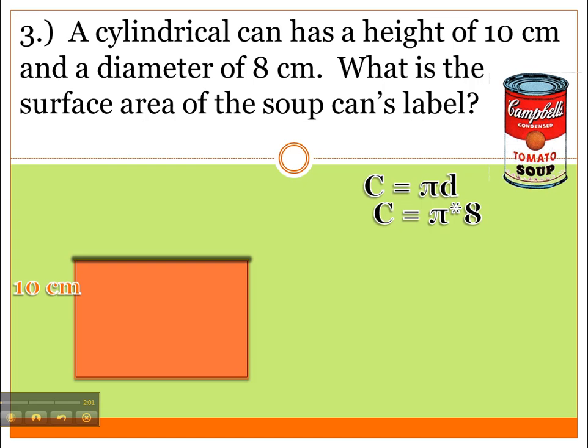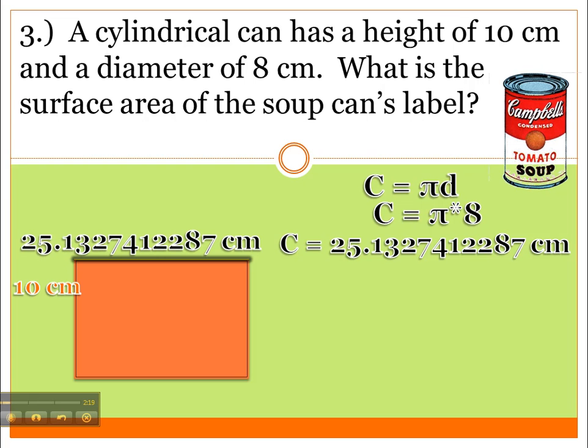I'm using the formula C equals pi d. You can also use the formula C equals 2 pi r, but I have the diameter, so I might as well use C equals pi d. C equals pi times 8, plugged in the diameter, multiplied. Now that's the circumference of my circle, which is actually going to be this piece right here that you see on top. Since it's a rectangle, all we have to do now is apply length times width. So we're going to multiply 10 times 25.1327412287. Area equals length times width.